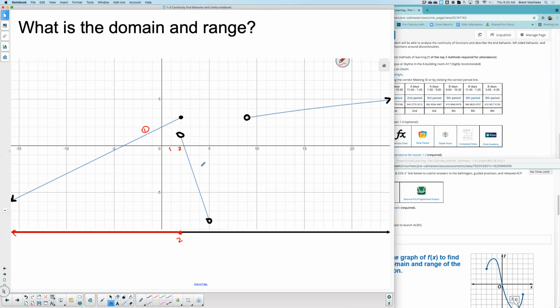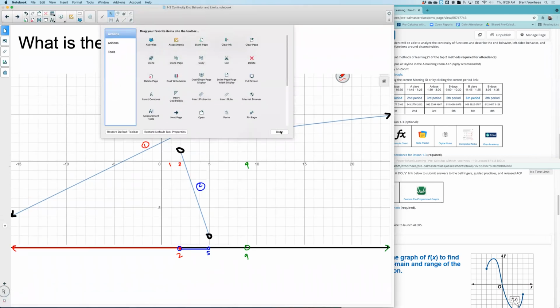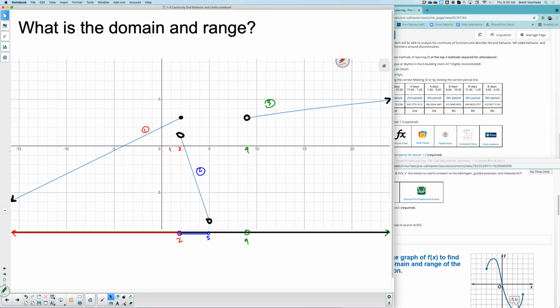Piece number 2 goes open circle at 2, open circle at 5, connected the whole way in between. From 2 to 5, connected all the way in between. And then finally, this would be at 9. I agree, that's at 9. And so open circle at 9, arrow over here, connected all the way in between. Not bad. Okay, let's try this again. Arrow, green. And it goes to the right forever.